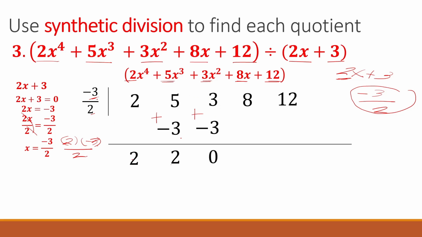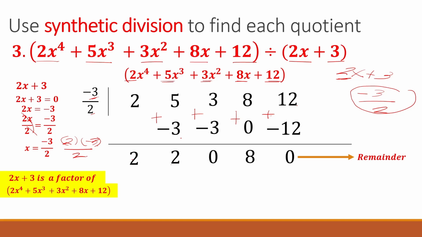0 times negative 3 is 0 divided by 2, so you have 0. Then you add 8 plus 0 is 8. 8 times negative 3 is negative 24. Negative 24 divided by 2, so you have negative 12. And then you add 12 plus negative 12, so this is 0. So the remainder is 0 again, therefore 2x plus 3 is a factor of the given dividend.